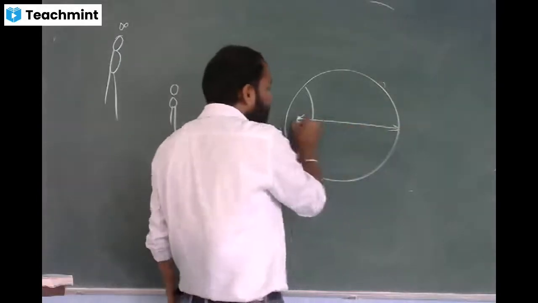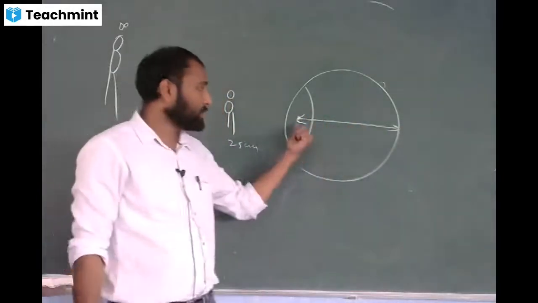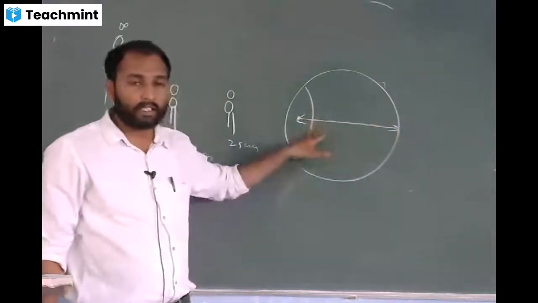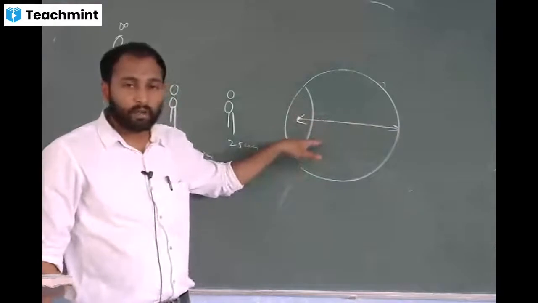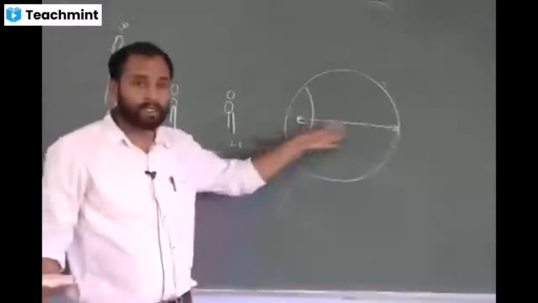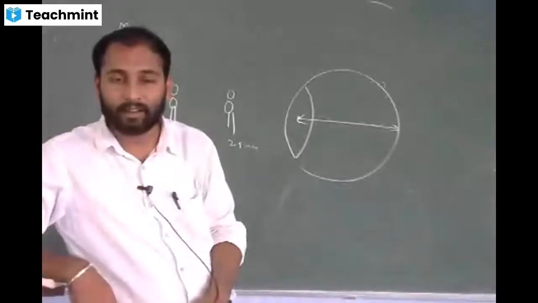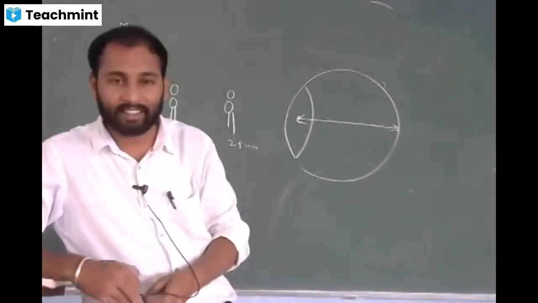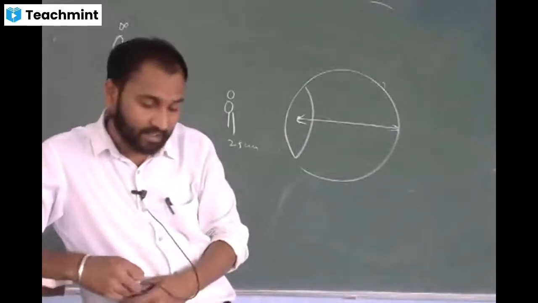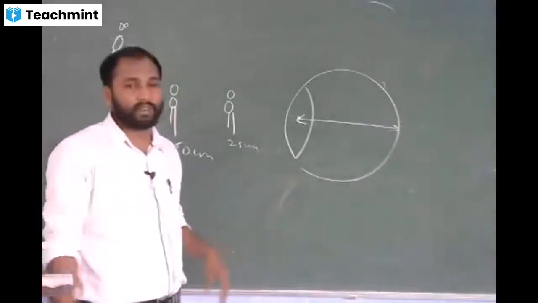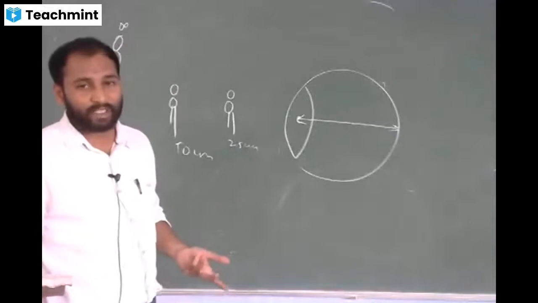The distance from the optical center to the retina, we call it the image distance. Will it change or will it be fixed? What happens to the image distance inside the eye? Will it change? Fixed, yes sir. It is fixed. Why is it fixed? How is it fixed?